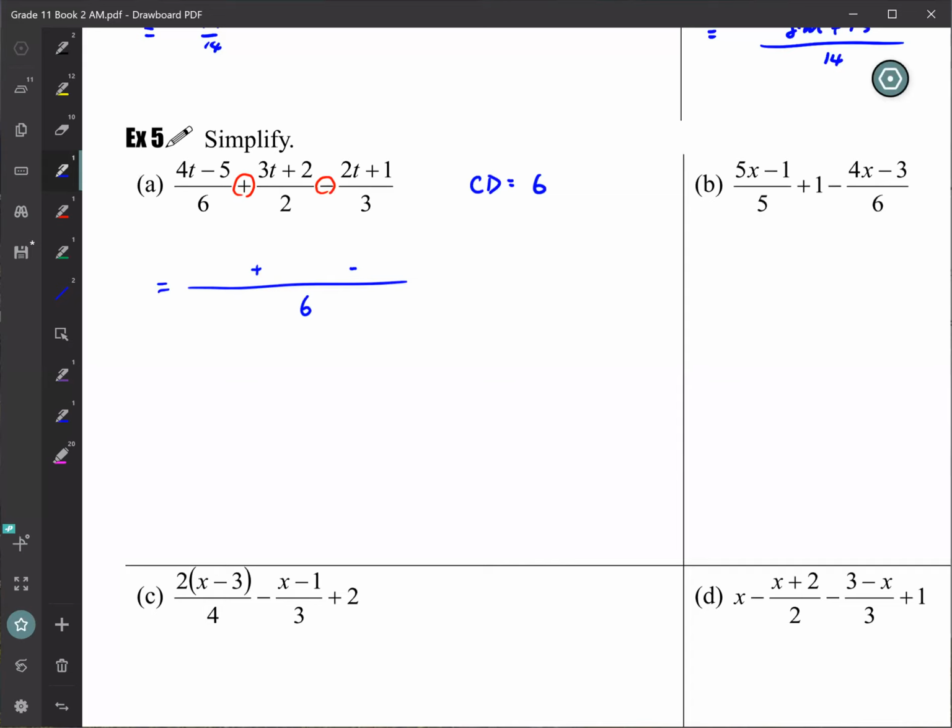So to avoid a mistake, okay, I would suggest you keep it outside the bracket, and then when you multiply in, you won't forget to bring in the negative.